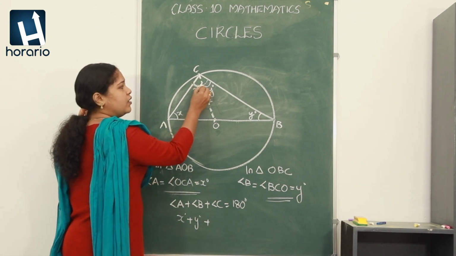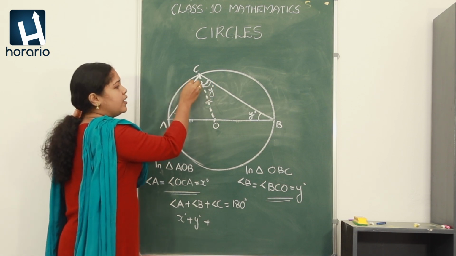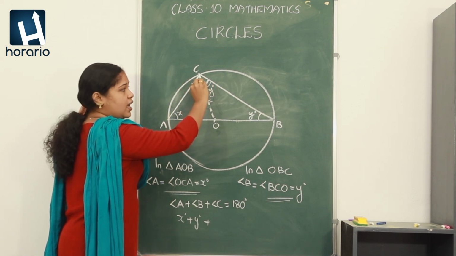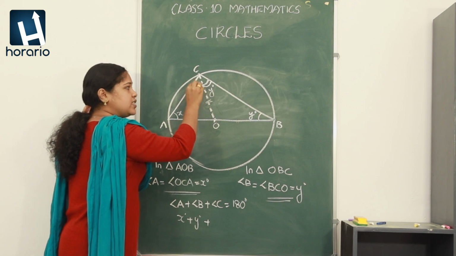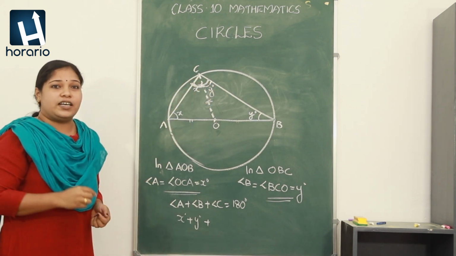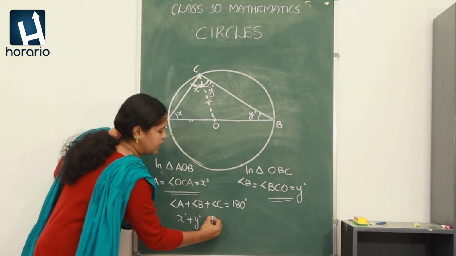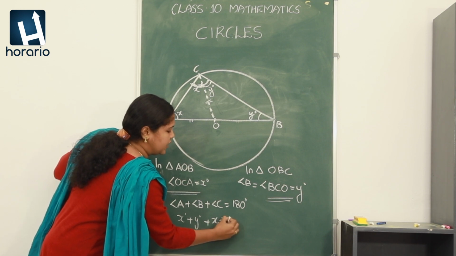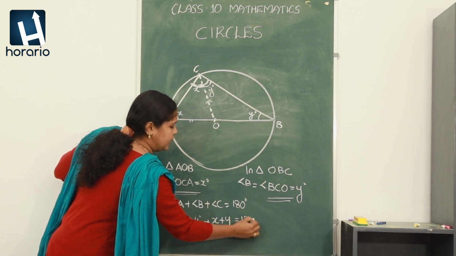This is angle C. So till here it is x and to here it is y. So what is the total measure? Its total measure is x plus y. So angle C is equal to x plus y, and the sum is equal to 180 degree.